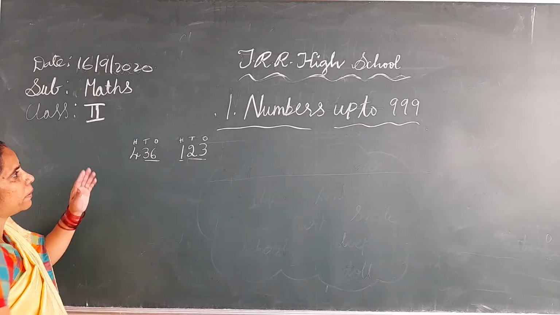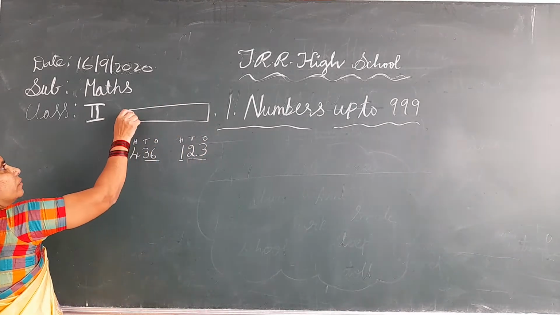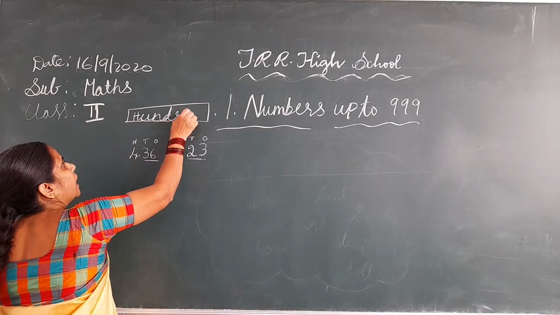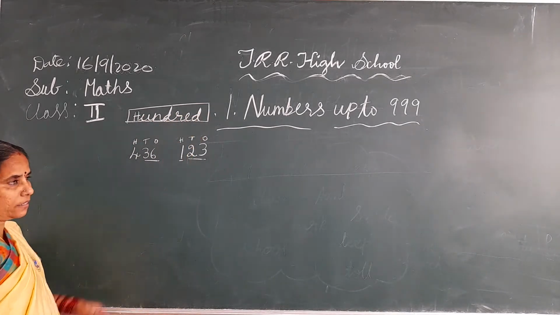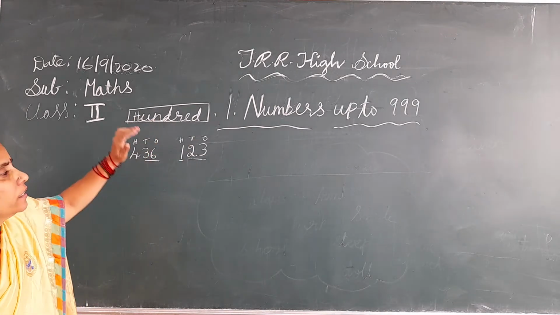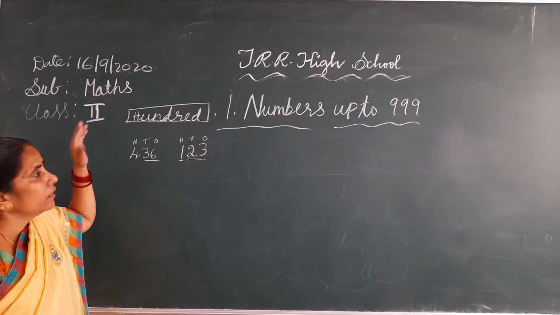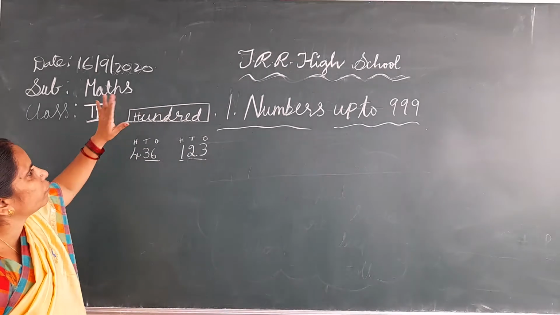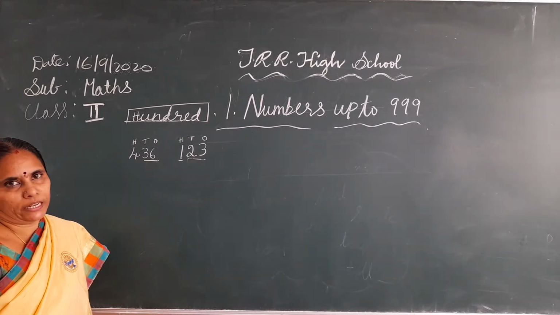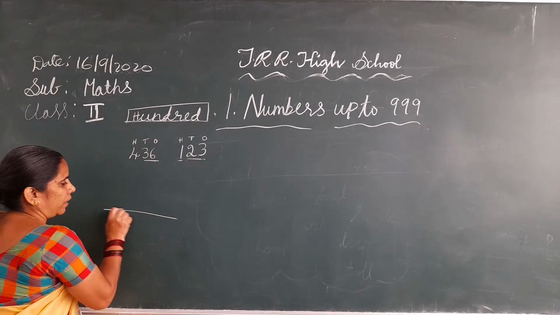New word, new spelling you learn, no? New place. Can you tell me the spelling of hundred? H-U-N-D-R-E-D. Hundred. This is the new word for you. Hundreds place. You learned the 3-digit number, and how to put this number on the abacus frame.